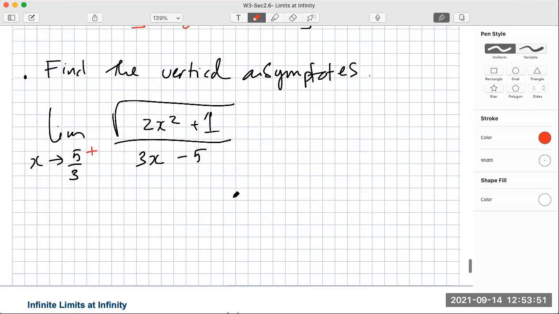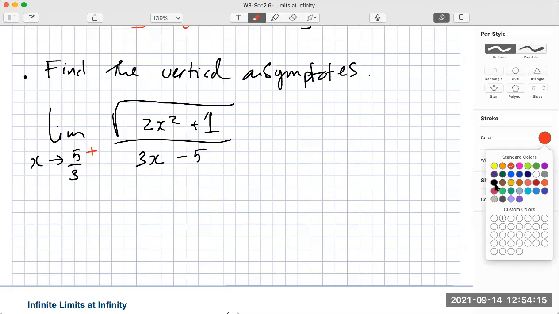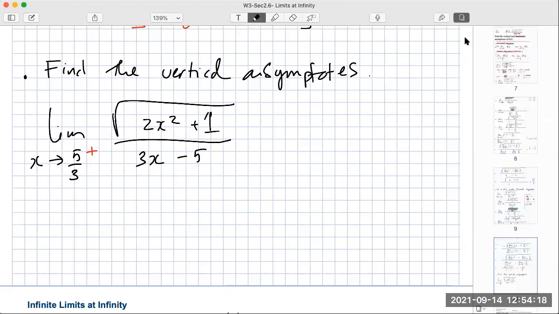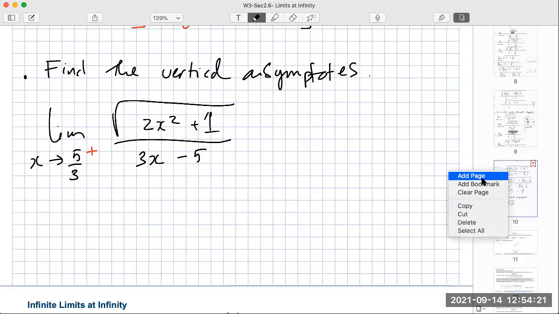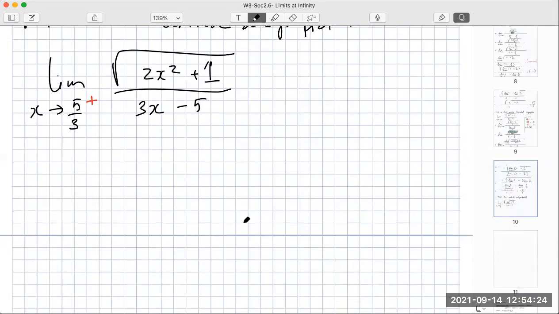What should we do with this guy? If you plug it in, the denominator will become 0, and it's not a good way, right? You can multiply the entire fraction by square root 2x squared plus 1 to get rid of the square root on top. So if we do so, what do we have in the next step? If we multiply with the same square root, right? Okay, let us write some suggestions. Say it again, Sarah.